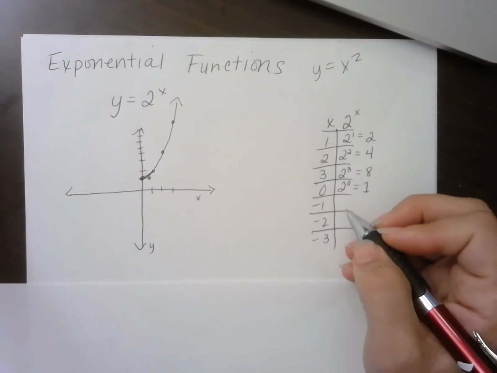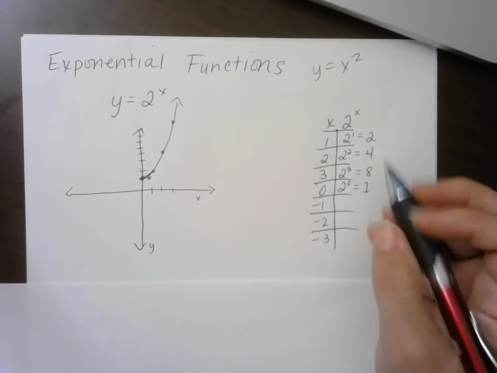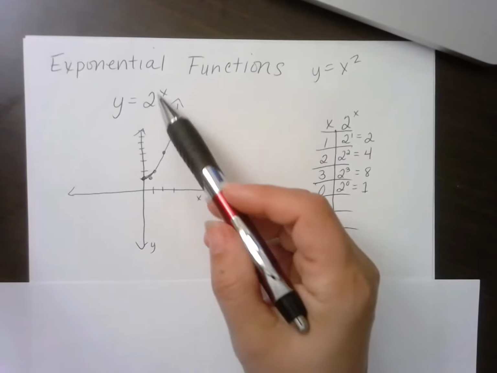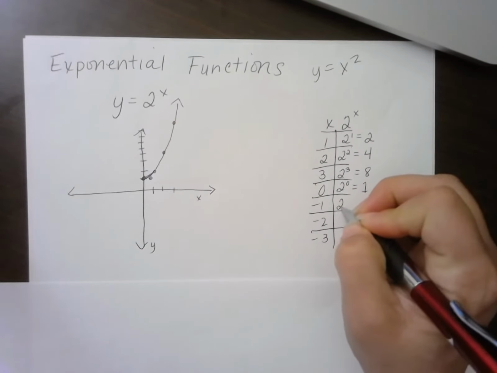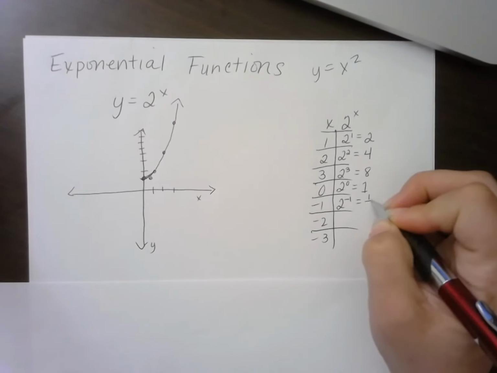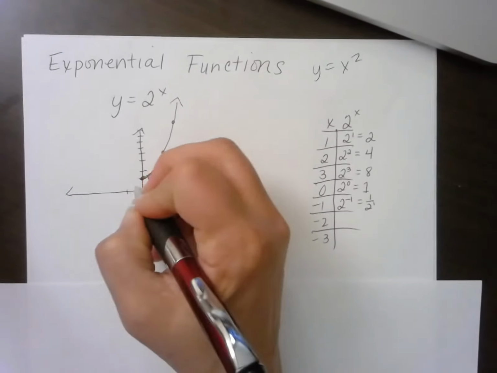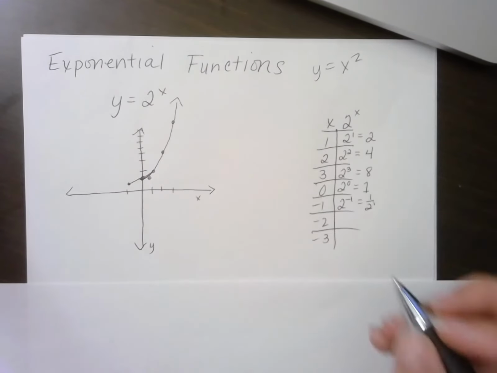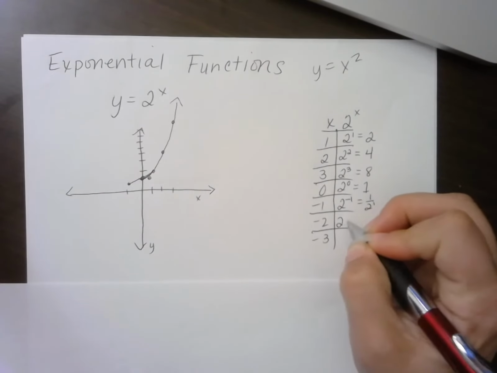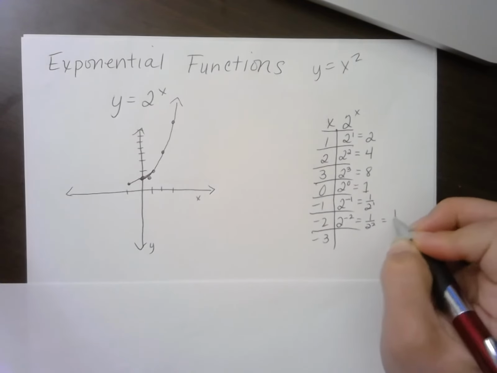And now we come to the negative powers. I can't say this enough times: negative powers do not give me negative solutions. In fact, there's no way for me to get a negative solution out of this, because if I raise a positive base to a power, I'm never going to get a negative number. So 2 to the negative 1 really is the same as 1 over 2 to the first, which gives me a half. And if I put in negative 2, I get 2 to the negative 2, which is really 1 over 2 squared, which is 1/4.